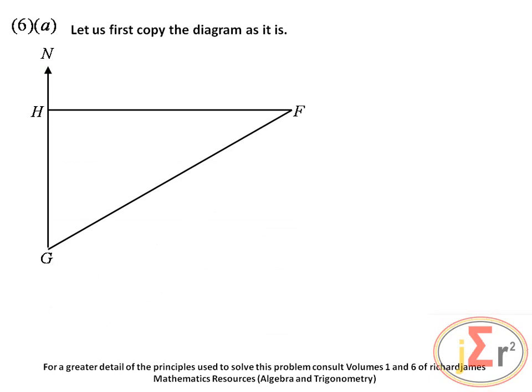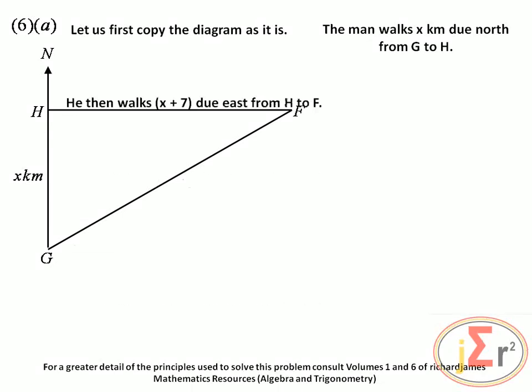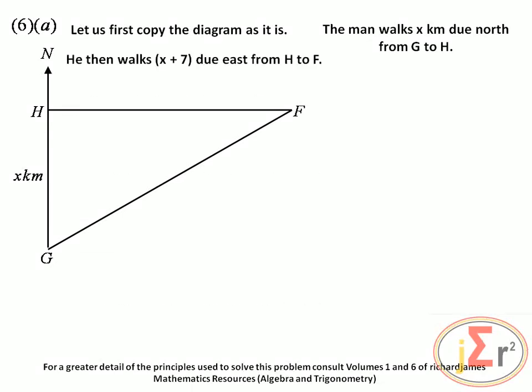So that's the diagram. And of course, what are we going to do with that diagram first? So the man walks x kilometers due north from G to H. So from G to H, north is x kilometers. He then walks x plus 7 due east from H to F. Alright, so it goes east. GF is 13 kilometers.